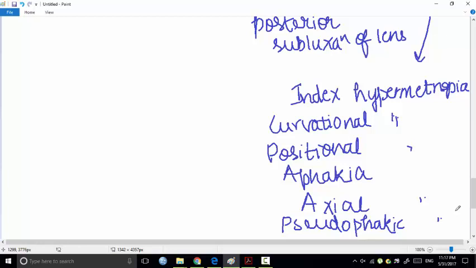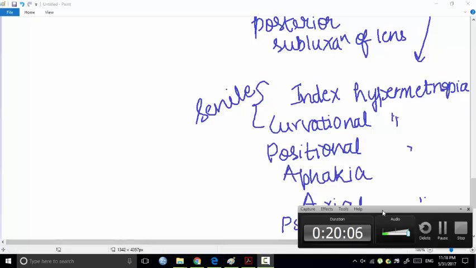This index and curvational hypermetropia are grouped under senile hypermetropia, which occurs in old age. So all these are the different types of hypermetropia which you will see. In our next class, we will deal with components of hypermetropia and their clinical features and treatment. Okay then, bye.